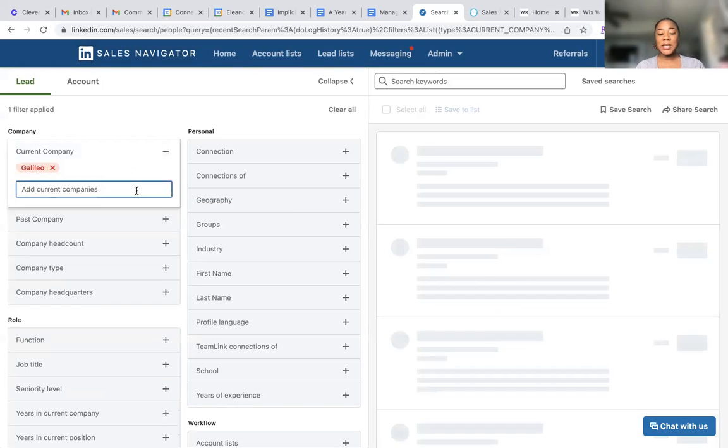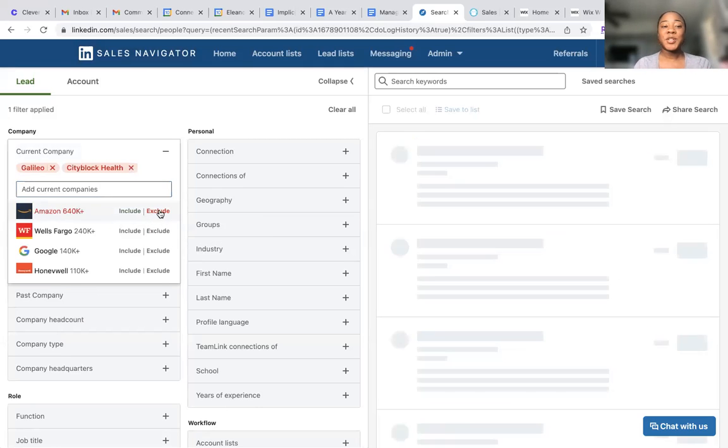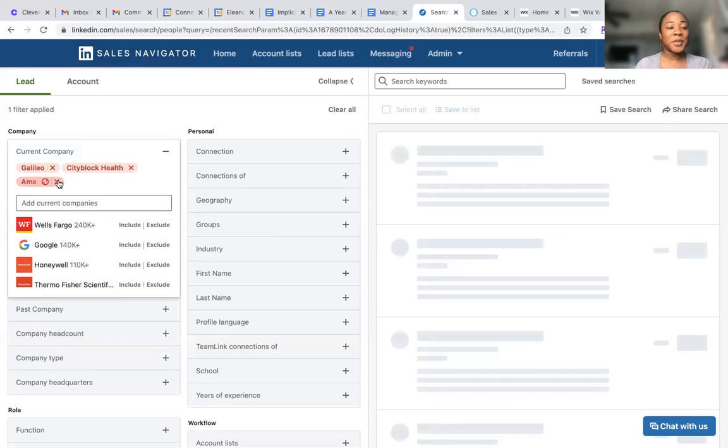I have previously had a contract with CityBlock. So I don't want it to find decision makers within CityBlock, because I've already worked with them. I've already got that relationship built. So I will exclude them there. Oop, I don't want to do Amazon.